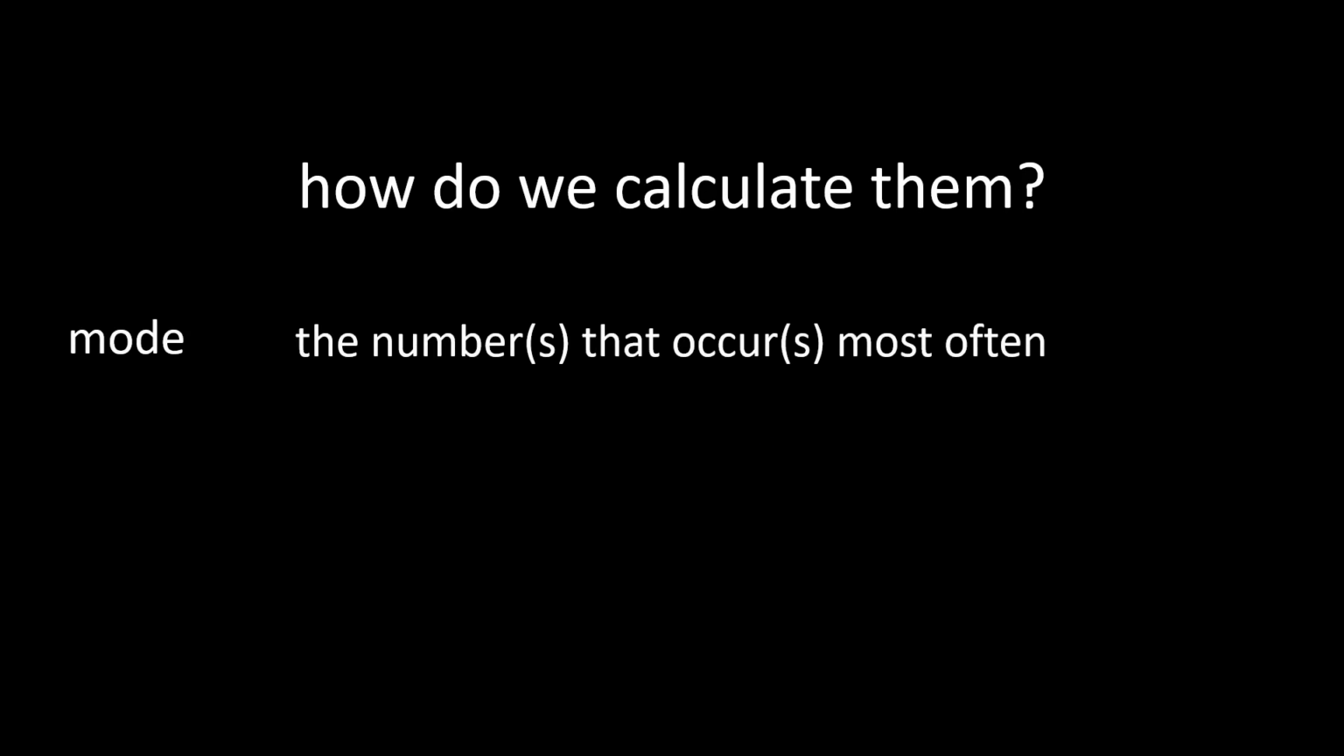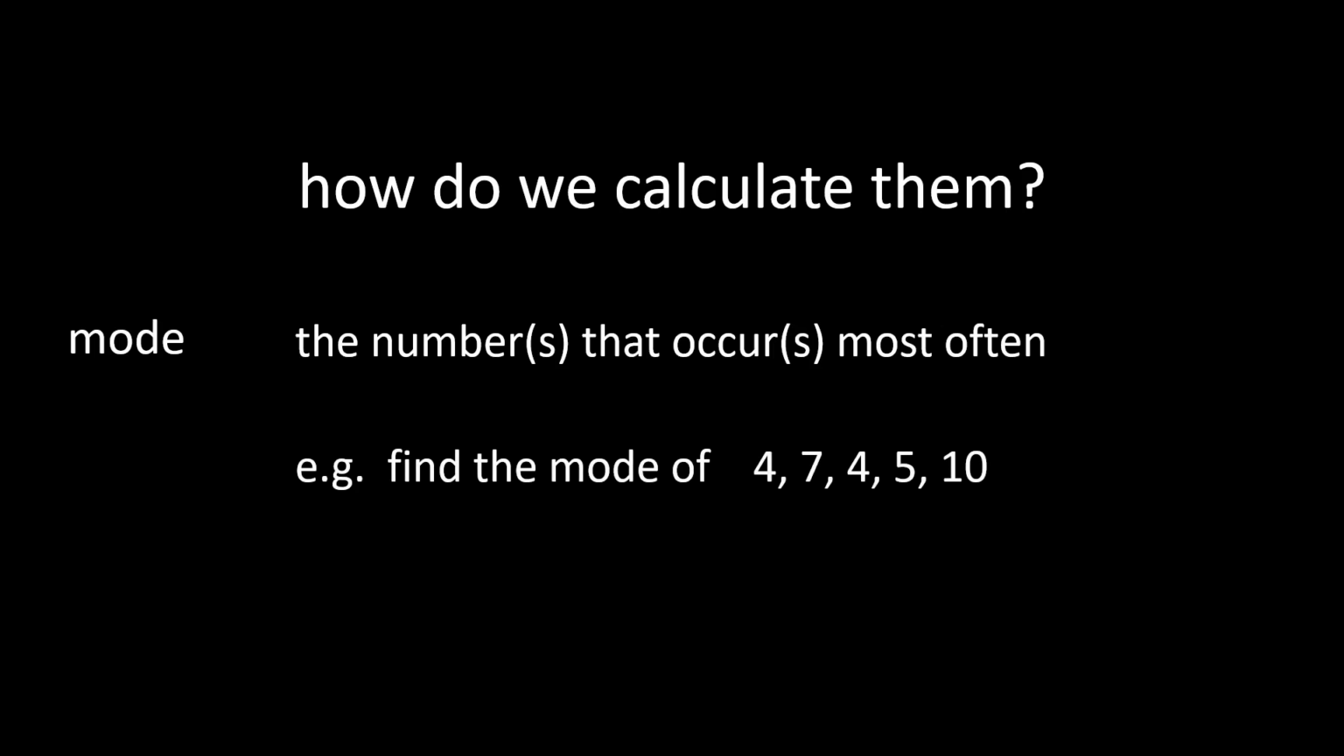Okay, what about the mode? Now the mode is the number or numbers that occur or occurs most often. So let's have a look at that set of numbers again. 4, 7, 4, 5, 10. Well, you can see there's 2 4s, 1 5, 1 7, 1 10. So 4 occurs most often. So the mode is 4.